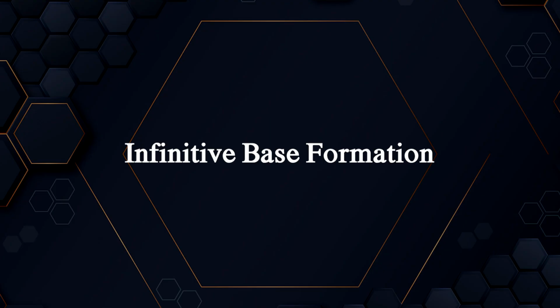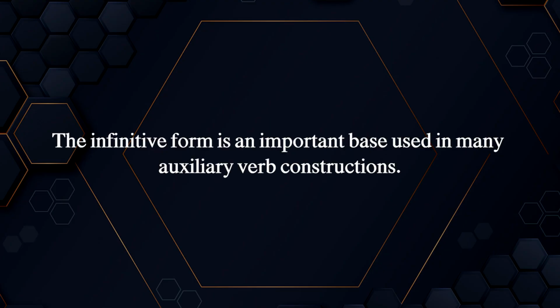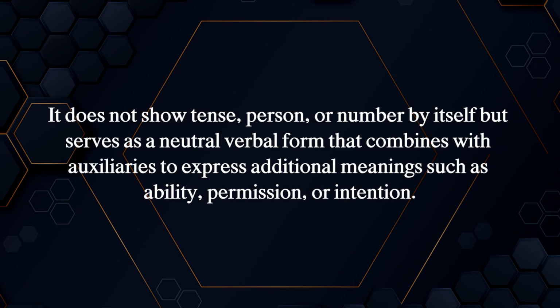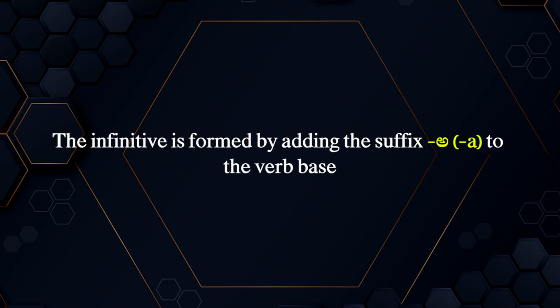Next one, infinitive base formation. The infinitive form is an important base used in many auxiliary verb constructions. It does not show tense, person or number by itself but serves as a neutral verbal form that combines with auxiliaries to express additional meanings such as ability, permission or intention. The infinitive is formed by adding the suffix a to the verb base.